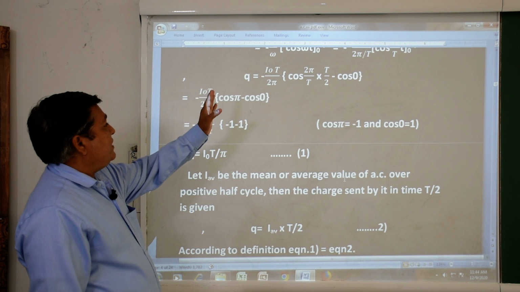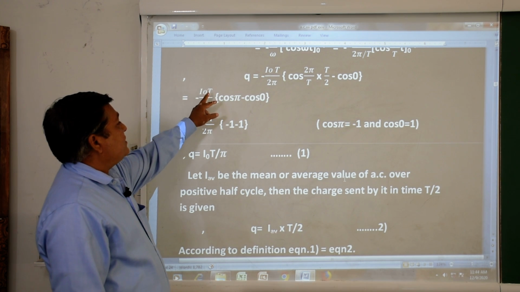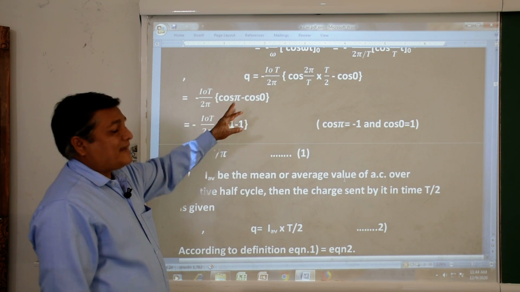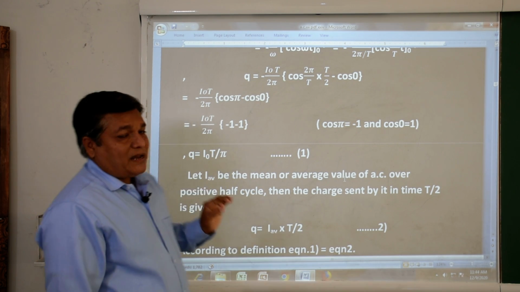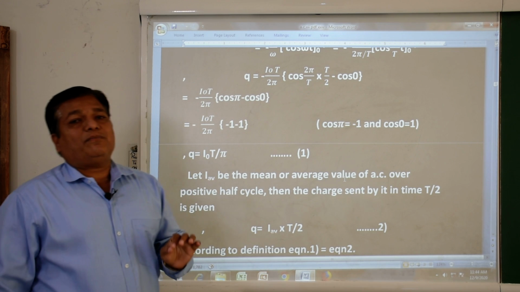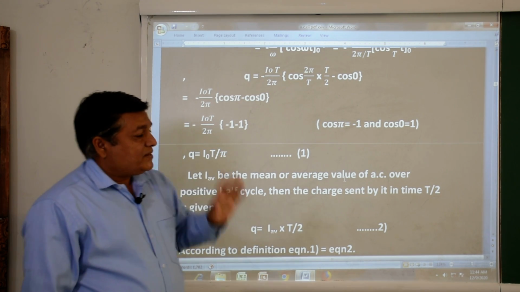Outside the bracket, what do we have? Q is equal to minus I naught capital T upon 2 pi. Inside the bracket, we have cos pi minus cos 0. What is the value of cos pi? Cos 180 degree is equal to minus 1. Cos 0 is equal to 1.